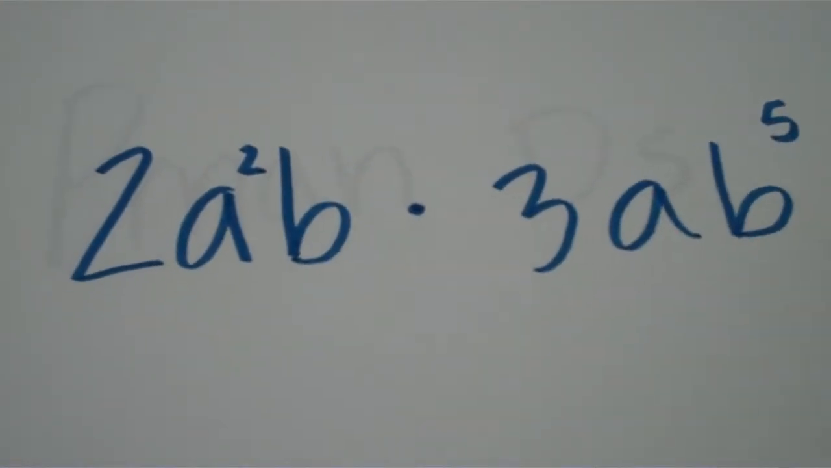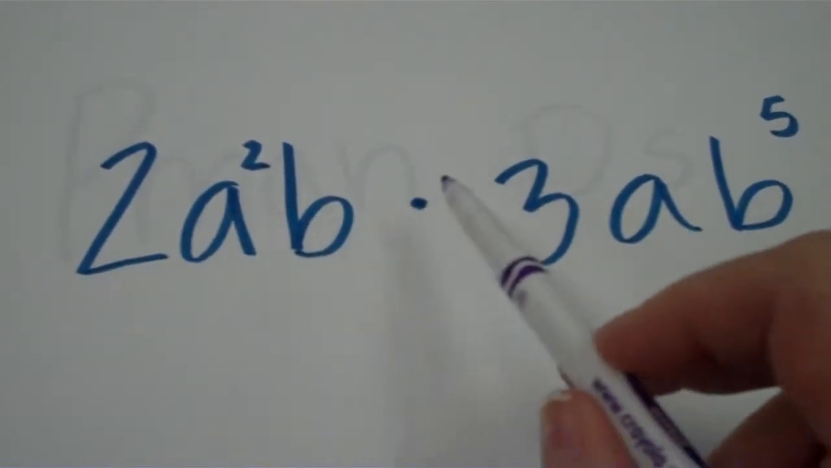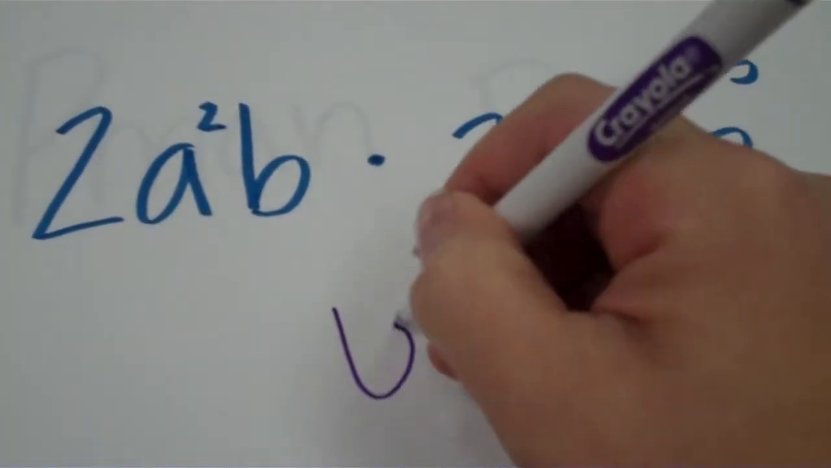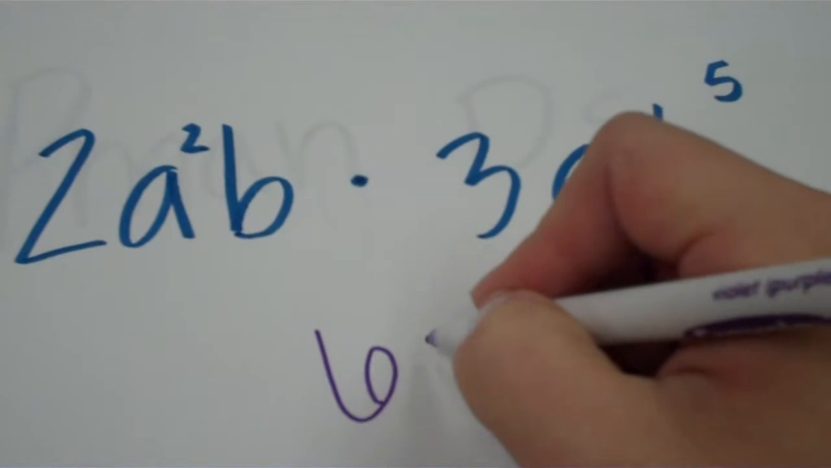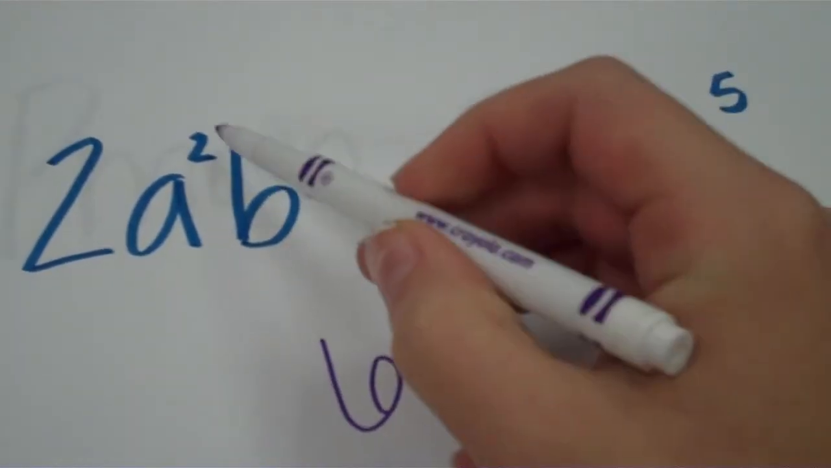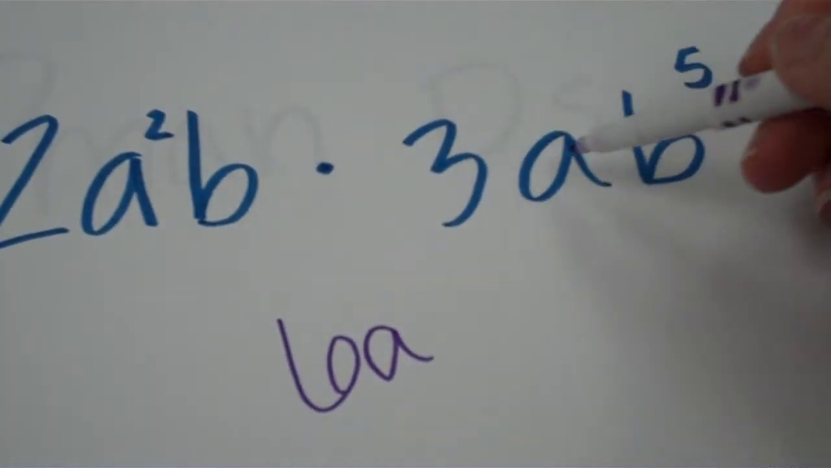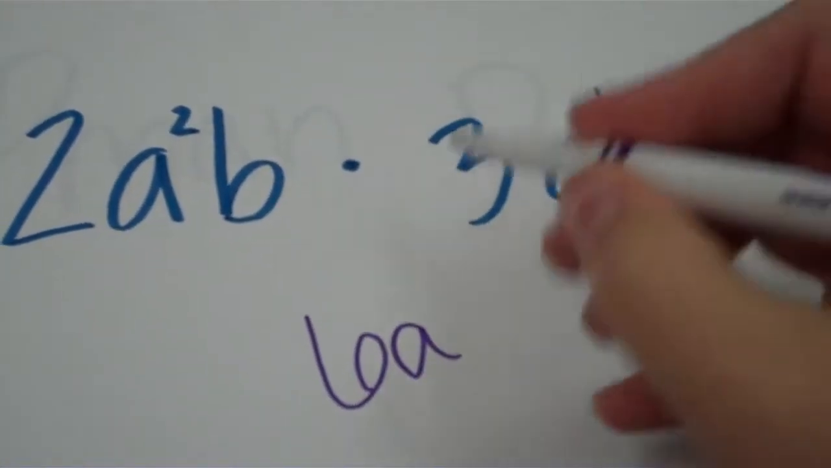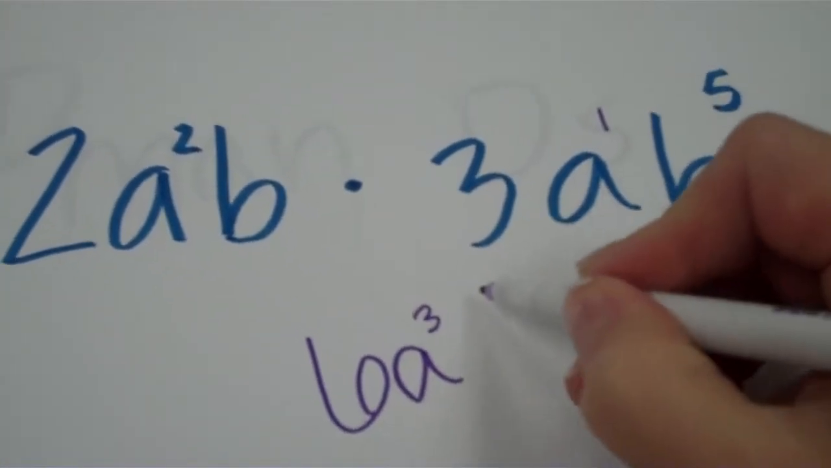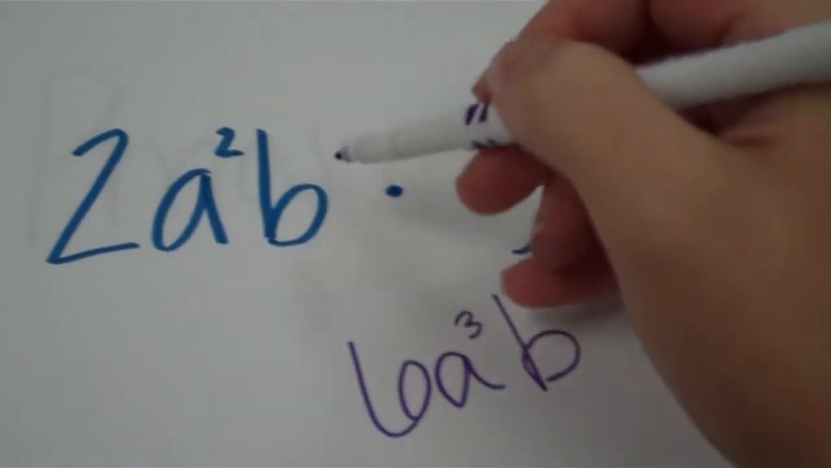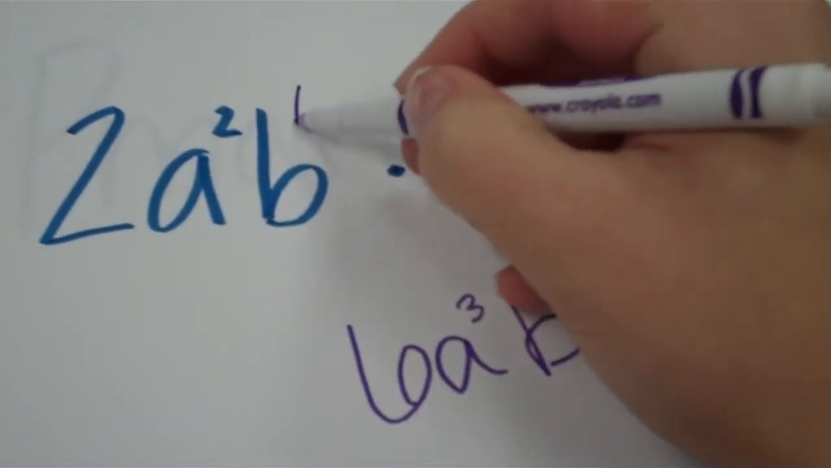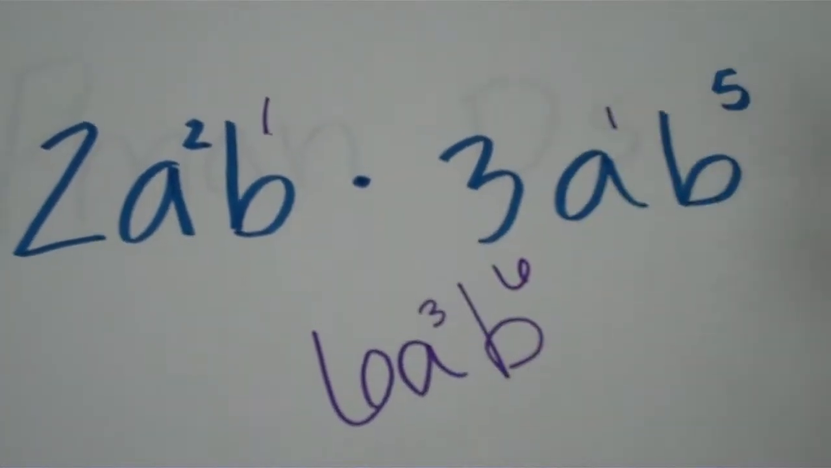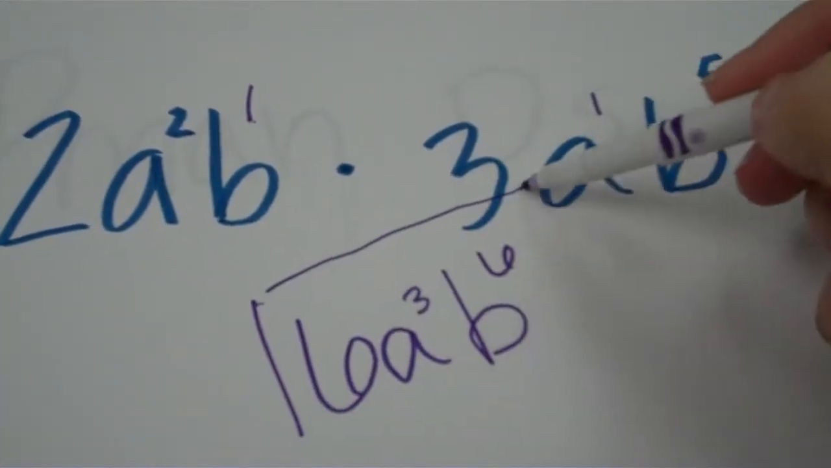So now I have a lot more going on. First of all, what is 2 times 3? And 2 times 3 is 6. So I bring my 6. I have an a, so I bring my a down. I have an exponent of 2 here and no exponent. Well, if there's no exponent, it's a 1. So 2 plus 1 is 3. And then I have a b. There's no exponent here, so it's an exponent of 1. And 1 plus 5 is 6. Okay? So this is a review of last class.